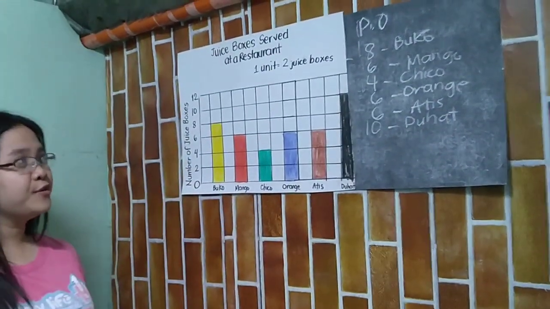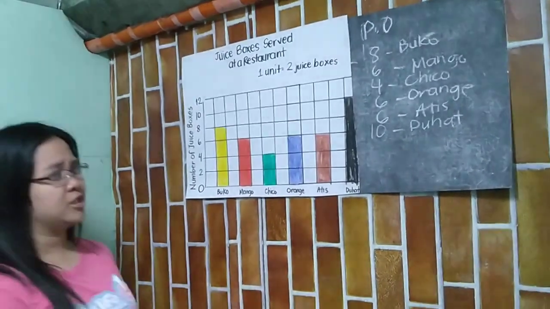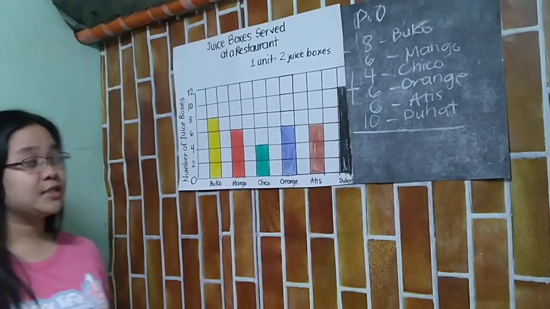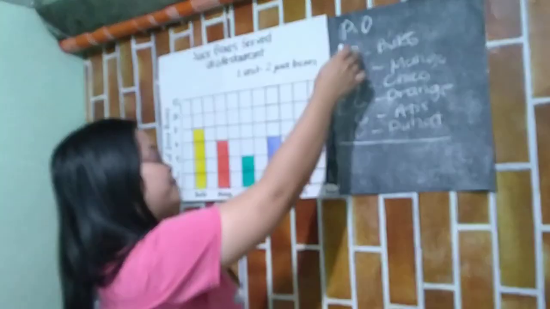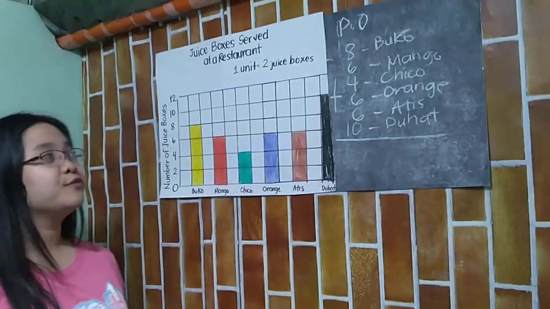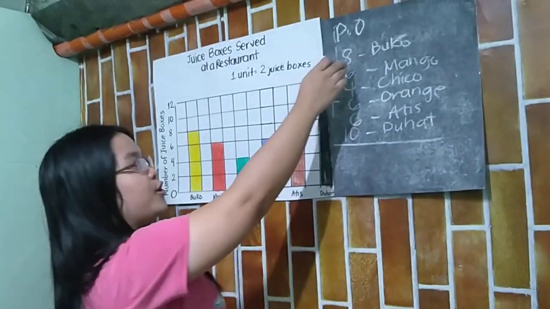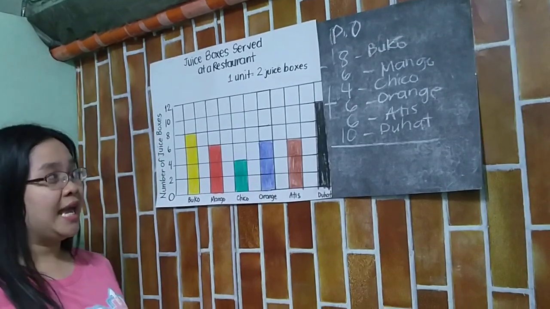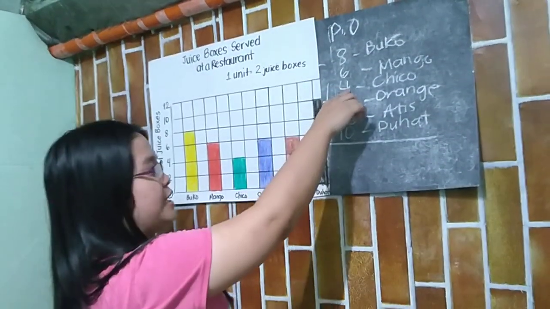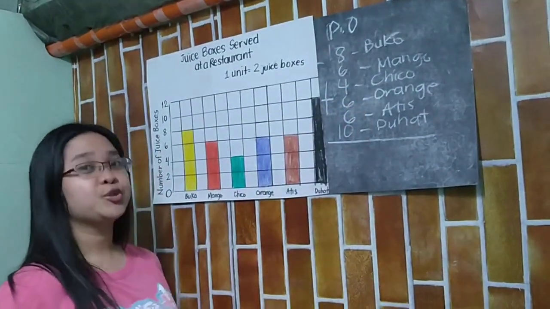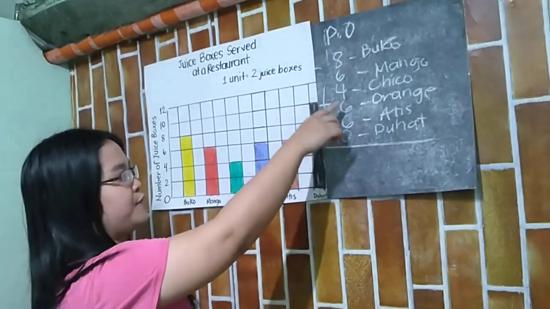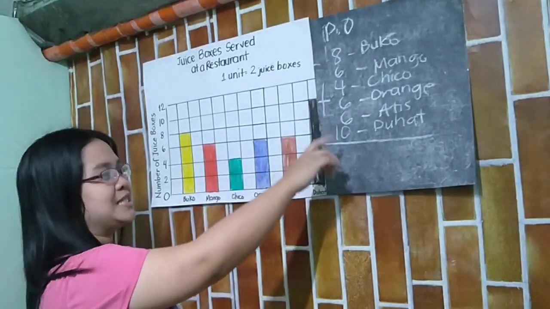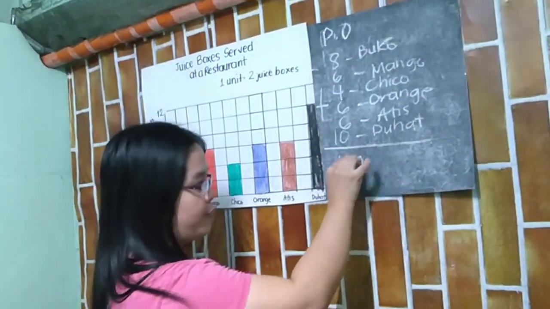Now, in order for us to find its possible outcome, we just simply add up everything. So, let's start adding. 8 plus 6, that is 14. 14 plus 4, that is 18. 18 plus 6, that is 24. 24 plus 6, that is 30. And 30 plus 10, that is 40.